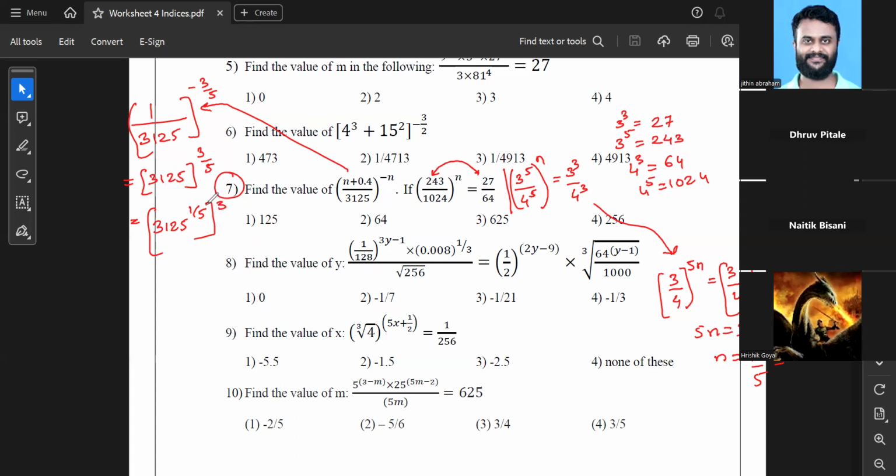So you might have observed that I always do this. I always take the 1 upon something inside first, because 1 upon something means what? Square root or cube root. In this case it is the fifth root. So it always helps me to eliminate my difficulties. I hope I'm clear.